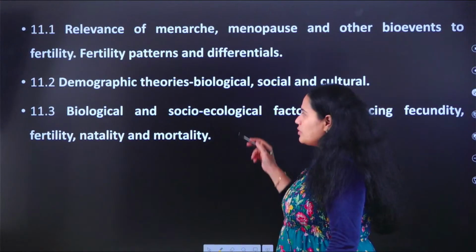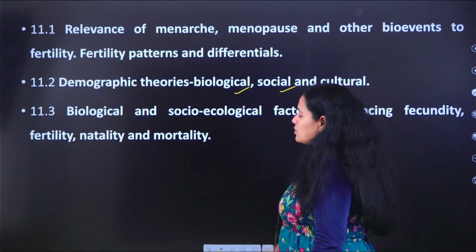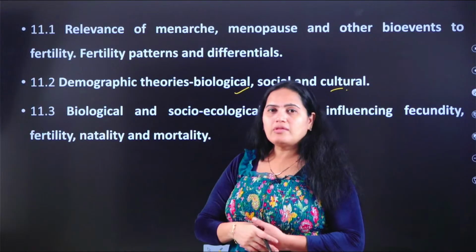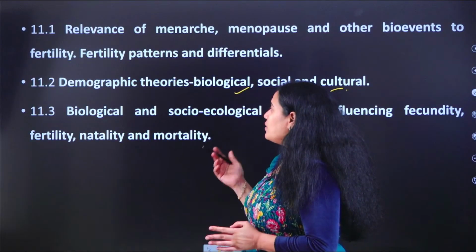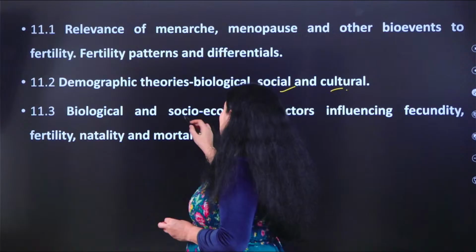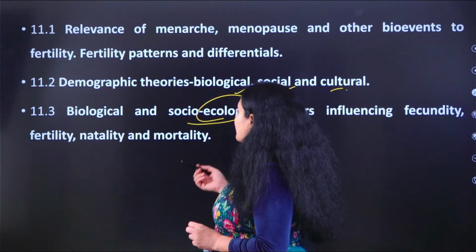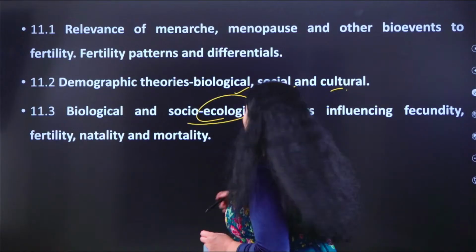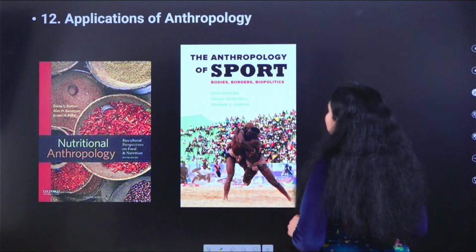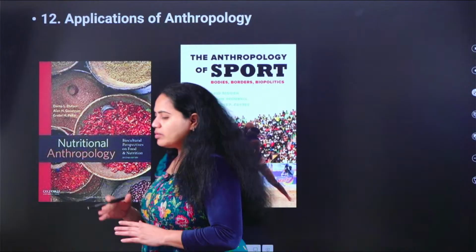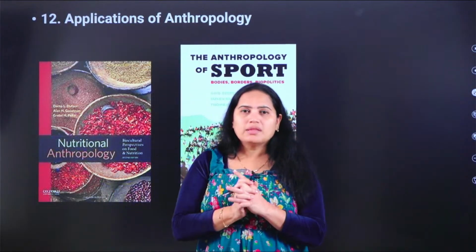What are those demographic theories? Biological, social and cultural theories which are impacting the lifestyle of human beings. 11.3 talks about biological and socio-ecological factors influencing fecundity, fertility, natality and mortality. Okay, so this 11th chapter is all for you. And finally, our paper number 1 stops with this particular chapter.